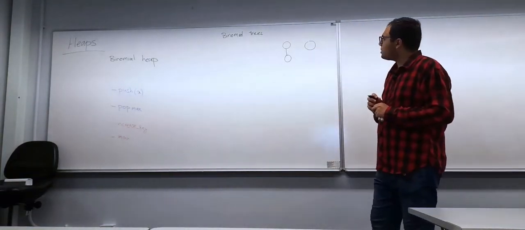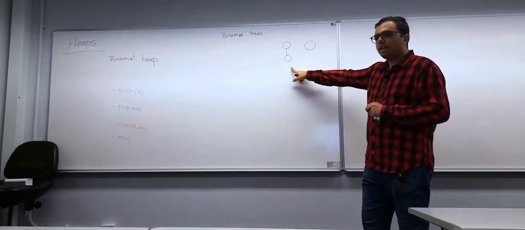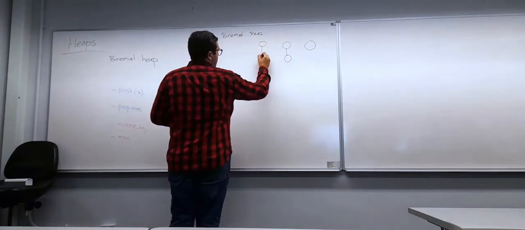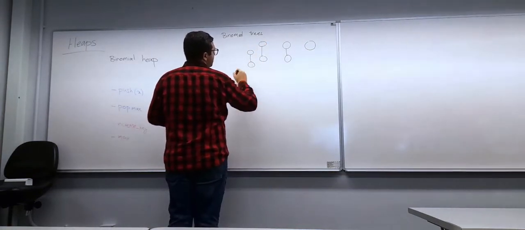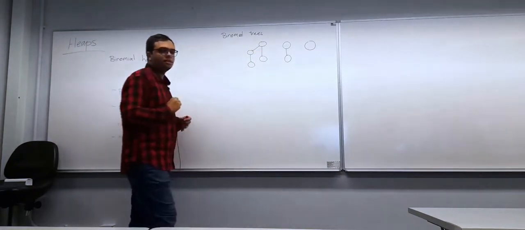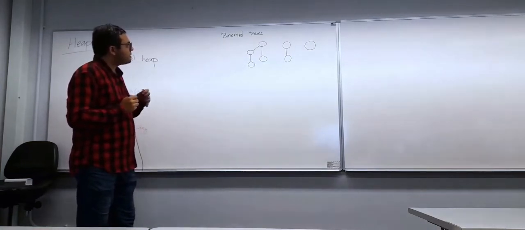Now, if I want a binomial tree of degree 2, I have to take two binomial trees of degree 1 and merge them. So it will look like this. I will have two binomial trees of degree 1, and I'm going to make the root of one of them a child of the other root. Okay, this is a binomial tree of degree 2.